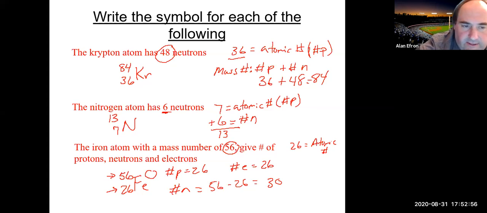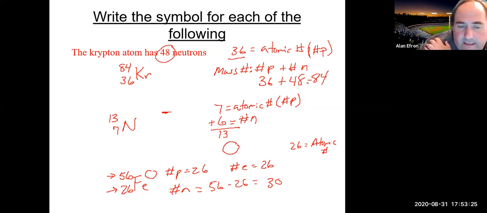Now, you may ask yourself, what happens if something does have a charge, for example? All these guys were neutral, which means they had no charge. So as we talked about, the number of protons and the number of electrons would balance each other out. But what would happen in the case of something with a charge? So since we're here, let's just talk a little bit about that.